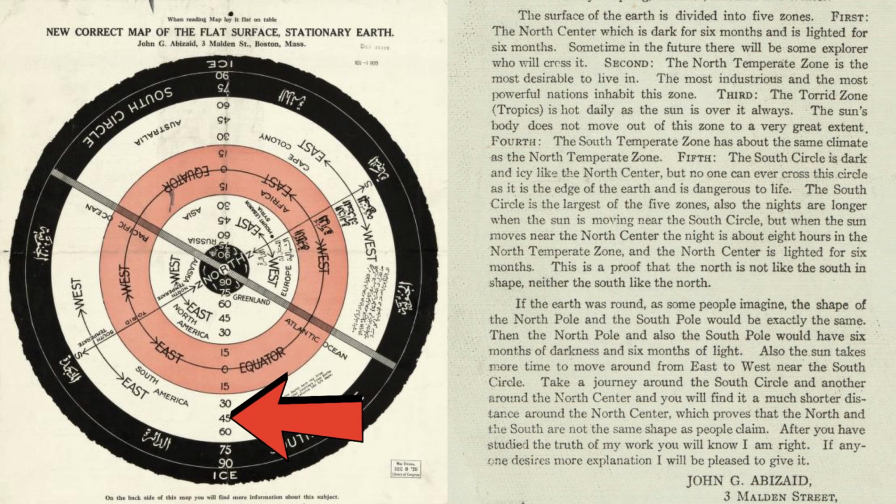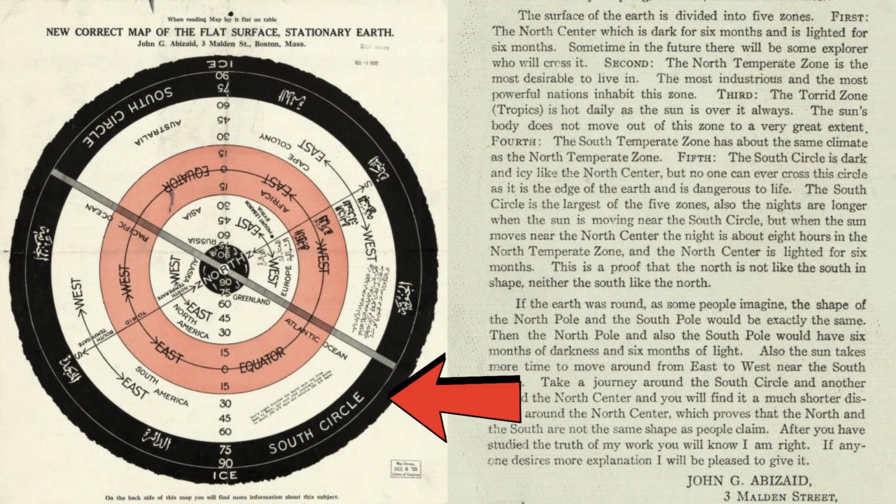Fourth, the south temperate zone has about the same climate as the north temperate zone. Fifth, the South Circle is dark and icy like the North Center, but no one can ever cross this circle as it is the edge of the Earth and is dangerous to life. The South Circle is the largest of the 5 zones.